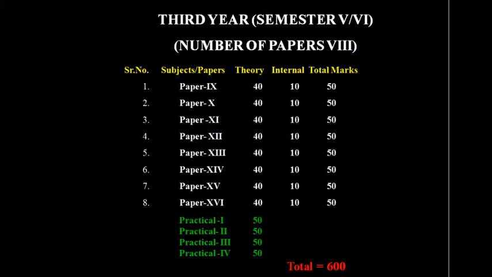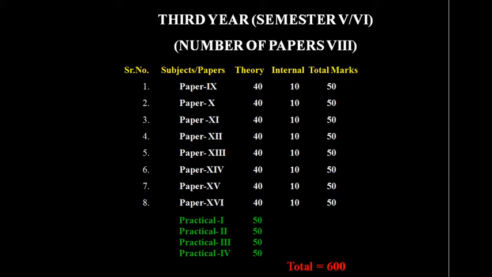This year the syllabus has been changed, so I will let you know what has been changed, and what the titles of the papers are. In third year we have two semesters, semester fifth and semester sixth, which consist of 4 plus 4 papers. Semester 5 has 4 papers and semester 6 has 4 papers. In all we have 8 papers, 50 marks per paper. The 50 marks have been distributed.